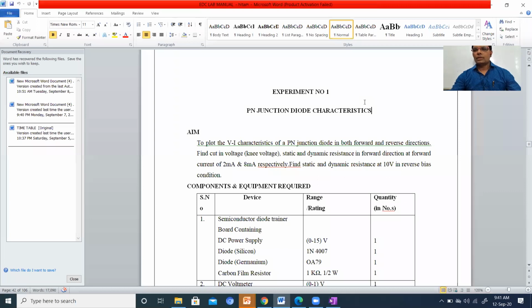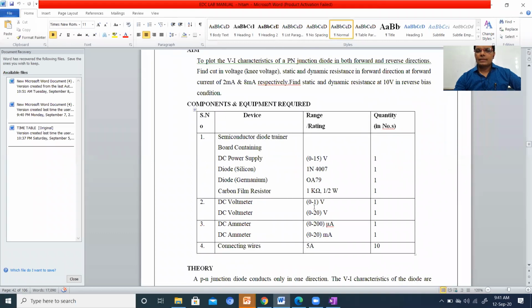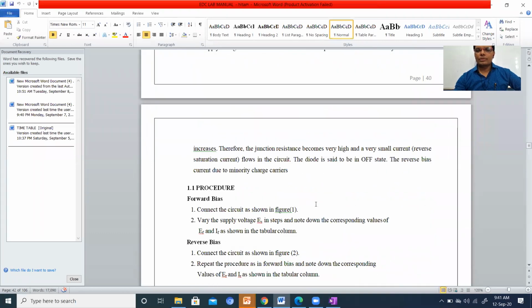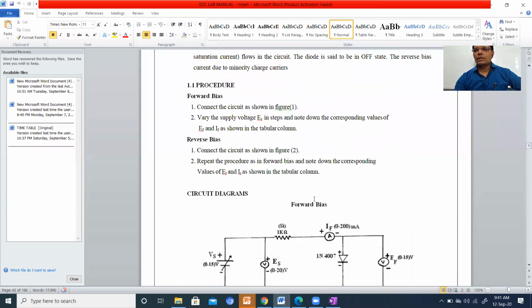On the right side page, you have to write down the experiment number, aim. Next, list of components required. Theory is not required, then procedure. Circuit on the left side, model graph on the left side. I will show you.